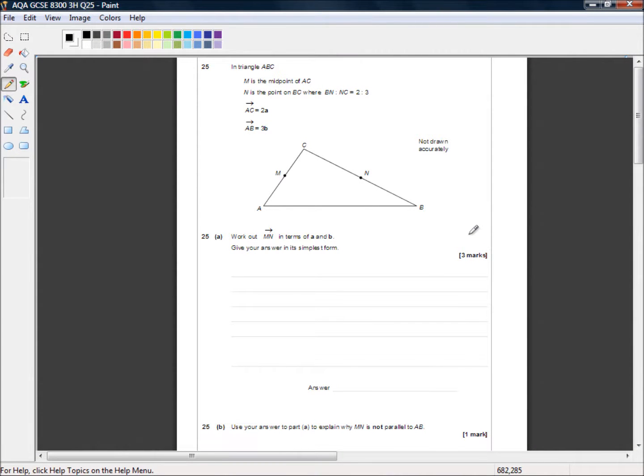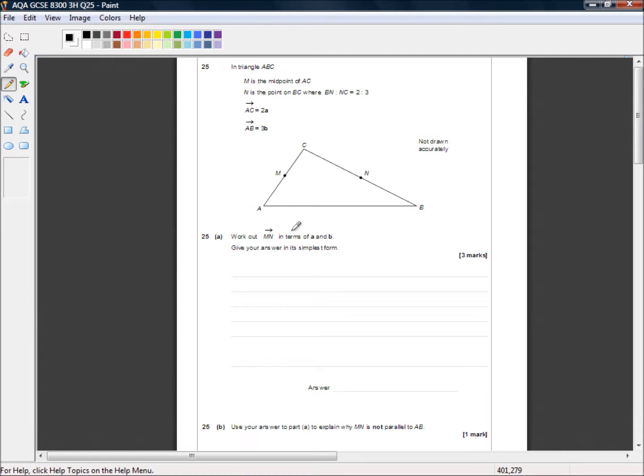This is the third paper in the higher tier and we're picking up in question 25. In triangle ABC, M is the midpoint of AC. N is the point on BC where the ratio of BN to NC is 2 to 3. AC is the vector 2a. AB is the vector 3b. Work out the length of MN in terms of vectors a and b. Give your answer in its simplest form.